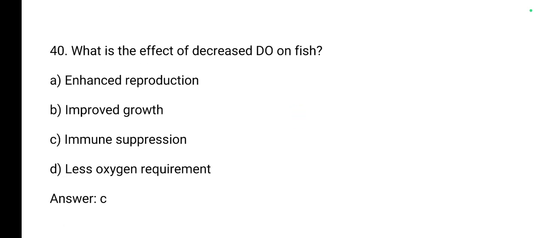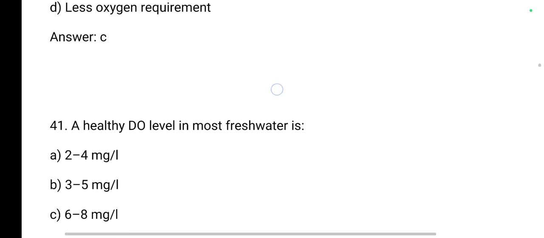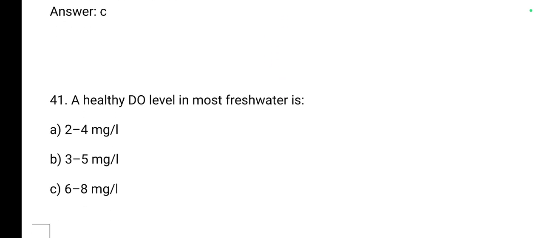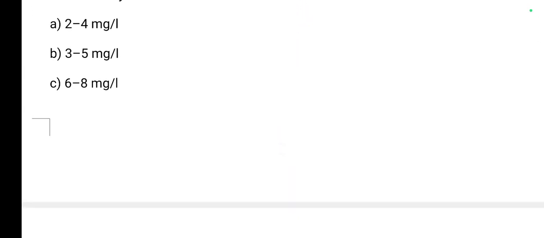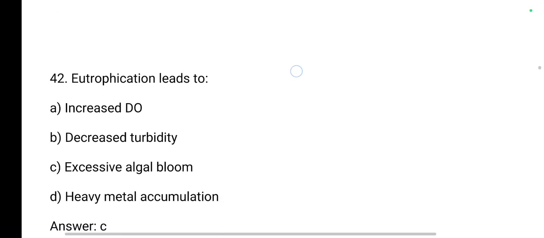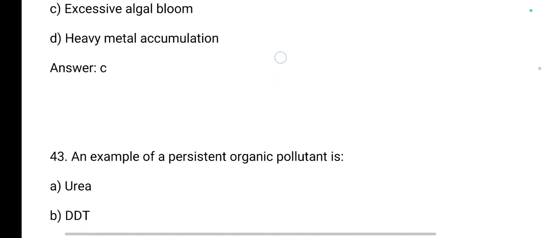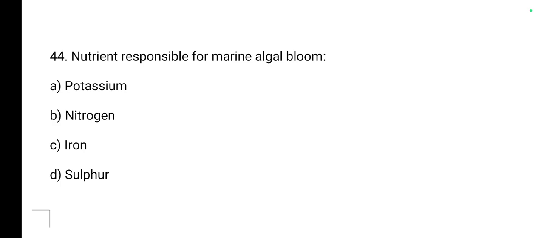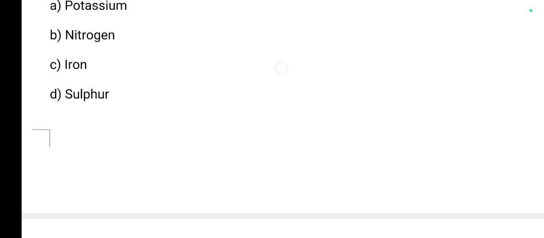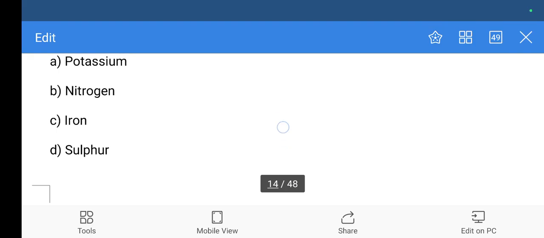What is the effect of decreased DO on fish? So it is immune suppression. A healthy DO level for most freshwater fishes is, so it is 6 to 8 mg per liter. Eutrophication leads to, so it leads to excessive algal bloom. An example of persistent organic pollutant is, so it is DDT. Nutrient responsible for marine algal bloom is, so the correct answer will be nitrogen.